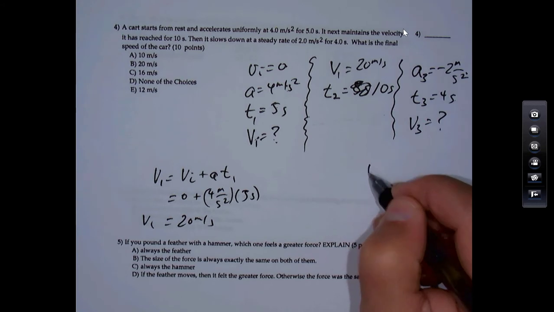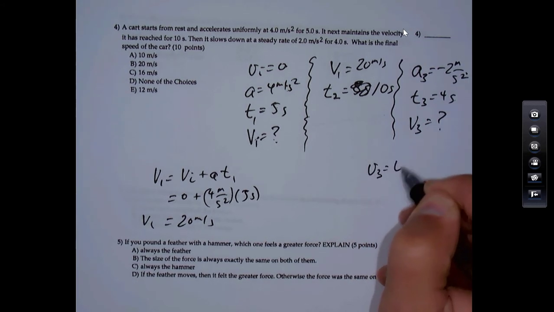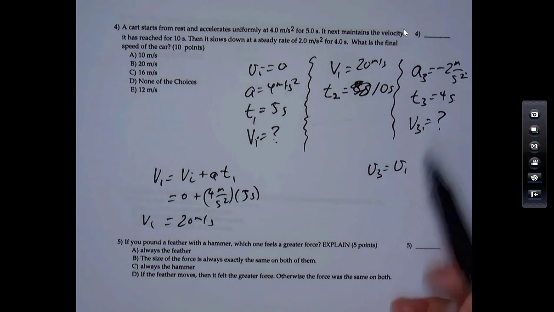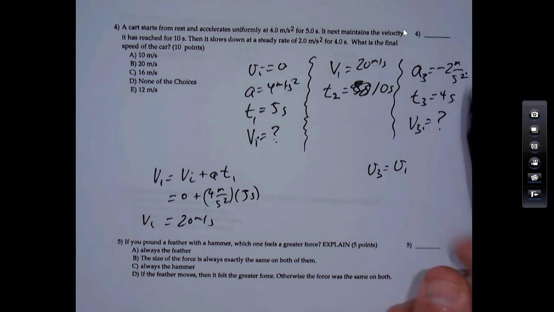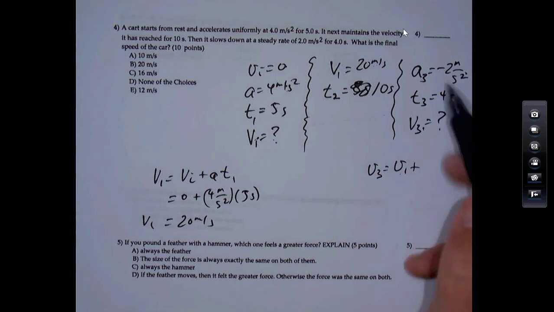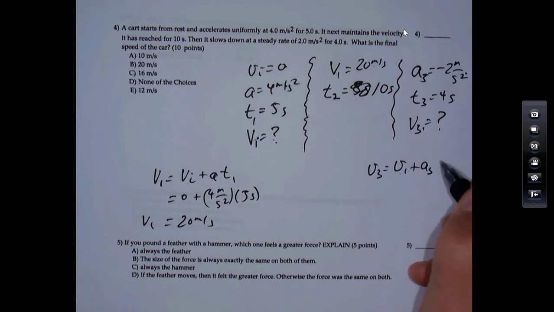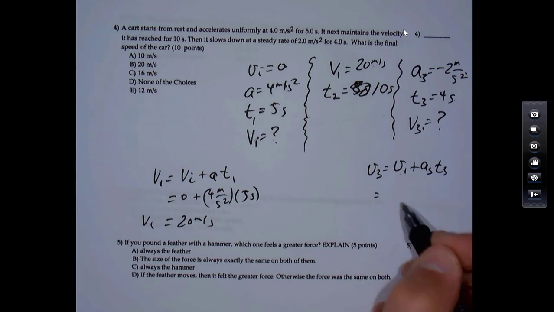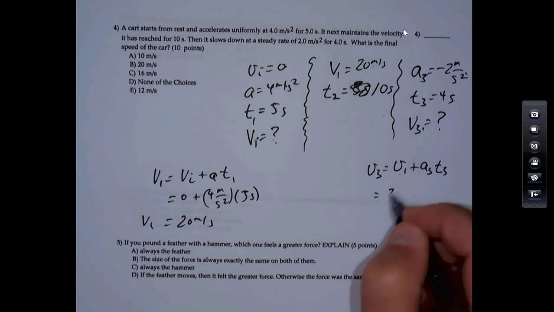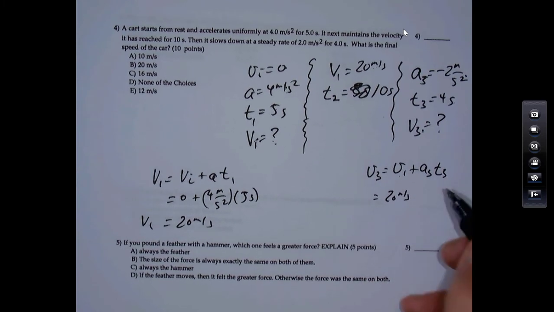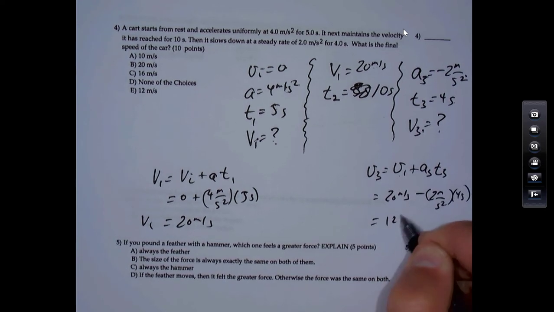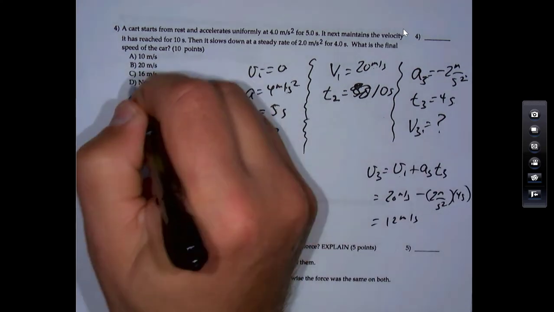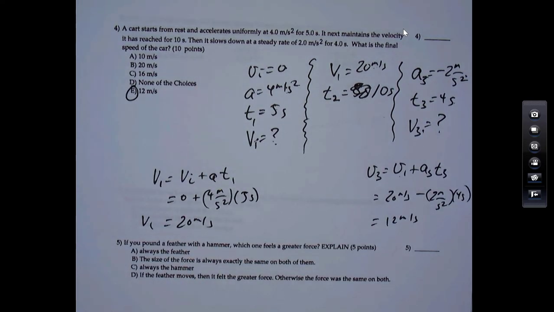So again, later velocity would be earlier velocity. So later, that's what I'm looking for. Earlier, well, this is the earlier one, plus A3, T3. And again, you can call them whatever you want to. Okay, so then we're going from 20 meters per second, and then we're slowing down, so plus negative 2 meters per second squared for 4 seconds, 12 meters per second. Good. Again, it's always a good feeling to see the correct answer there.